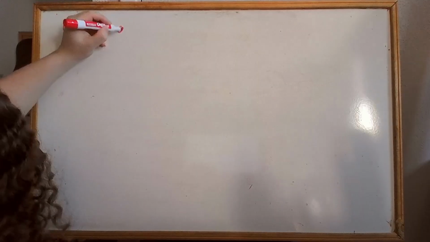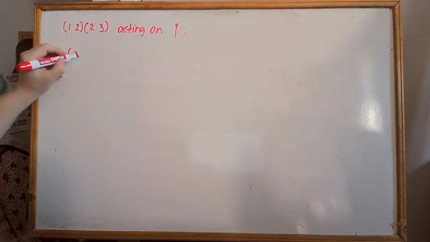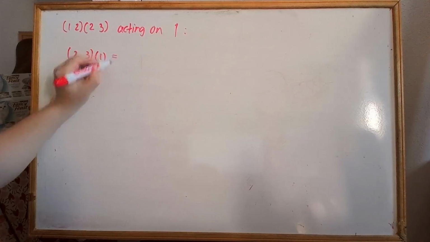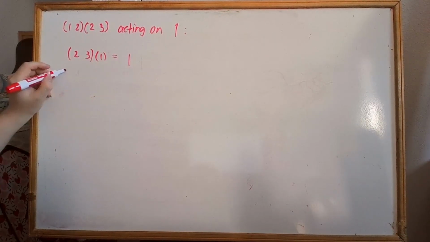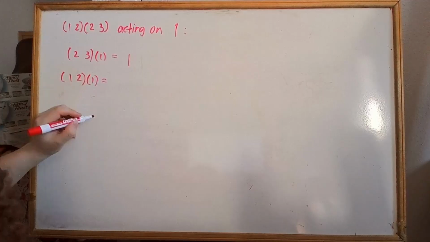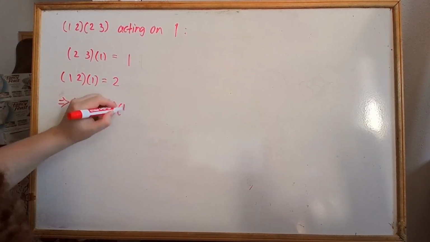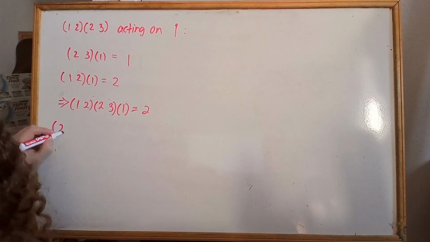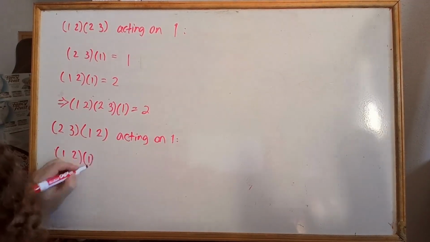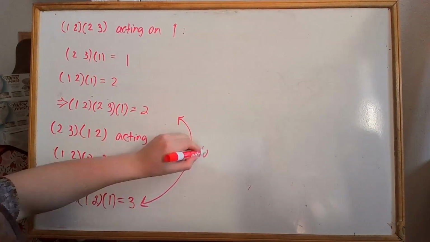Let's see an example. Take the permutation (1 2)(2 3), and apply it to the element 1. We apply (2 3) first. 1 isn't in (2 3), so it stays 1. Then we apply (1 2). Now 1 maps to 2. So the result of (1 2)(2 3) acting on 1 is 2. Now reverse the order. Apply (2 3), then (1 2). You don't get the same result.